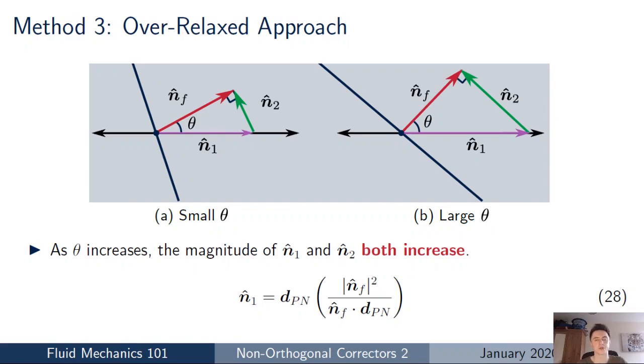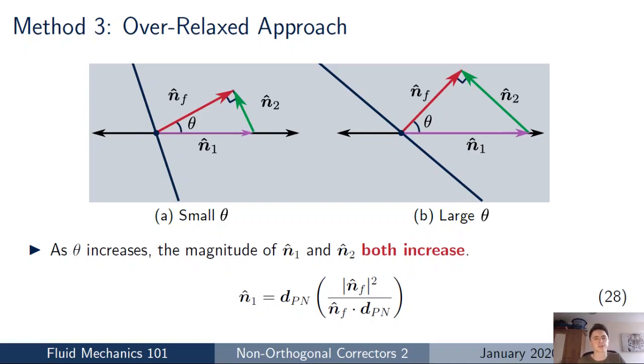Now, with the over-relaxed approach, we want to have a little think again about what happens when the face gets more skewed, or when theta increases. What you can see from the diagram there is that as theta increases, n1 is going to increase this time, and n2 is also going to increase in magnitude. If you look at equation 28, you can see that the dot product there is on the bottom. So as the angle increases, the dot product on the bottom is going to reduce and get smaller. Because the bottom of the fraction gets smaller, that means that n1 is actually going to increase. And so that pink vector, which you can see there, is going to increase in size.